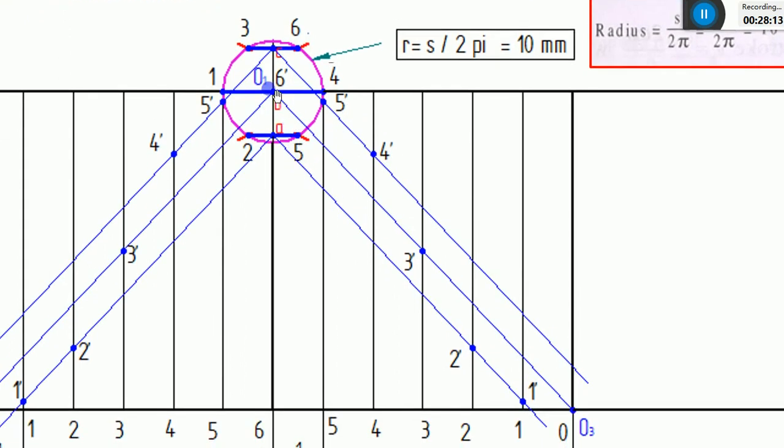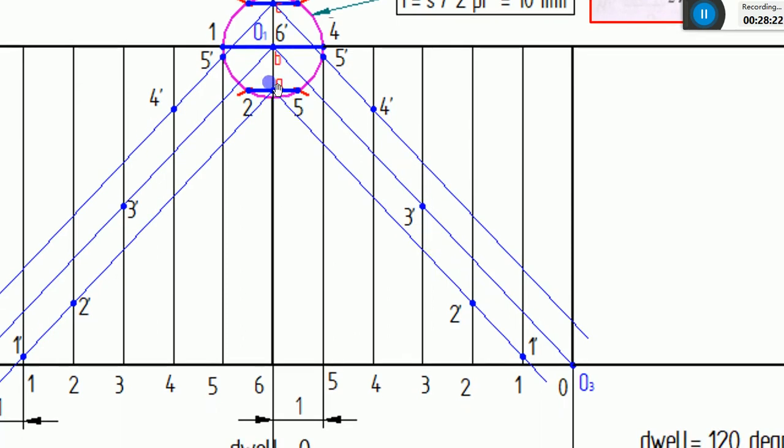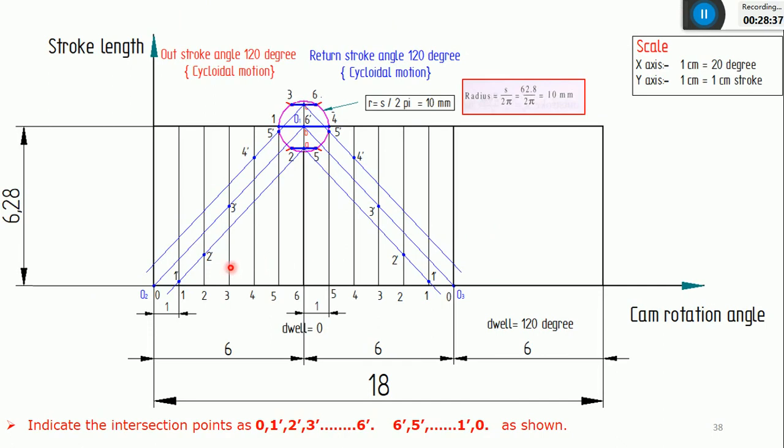In the similar manner, the second inclined line, that is from B, will intersect the third vertical line at this point. It will be 3 dash. And this is a third inclined line which is coming from point A. It will intersect the remaining two vertical lines, that is the second vertical line at 2 dash and the first vertical line at 1 dash. So in this manner, I got 6 points, that is 1 dash, 2 dash, 3 dash, 4 dash, 5 dash, and 6 dash with respect to outstroke, and again the same for return stroke.